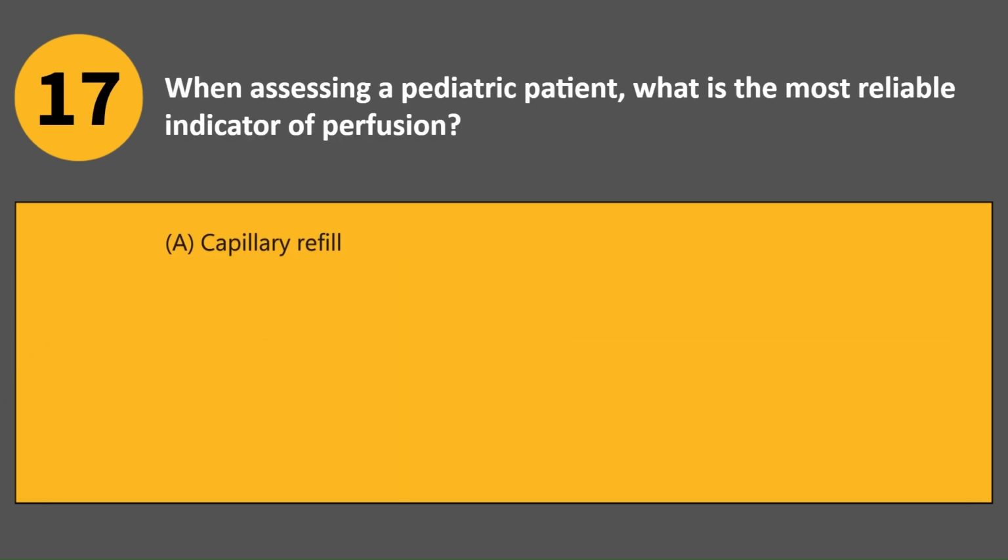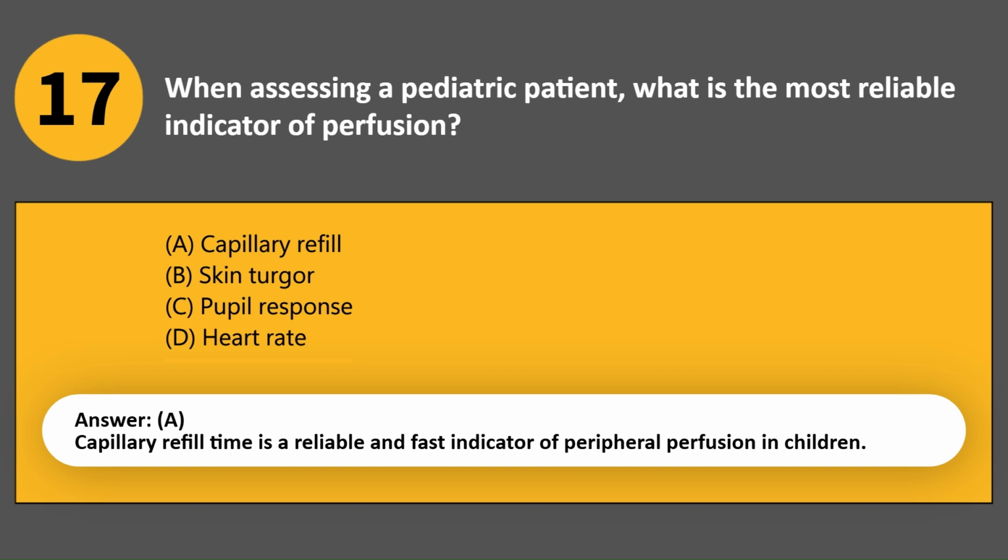When assessing a pediatric patient, what is the most reliable indicator of perfusion? A. Capillary refill. B. Skin turgor. C. Pupil response. D. Heart rate. Answer: A. Capillary refill time is a reliable and fast indicator of peripheral perfusion in children.